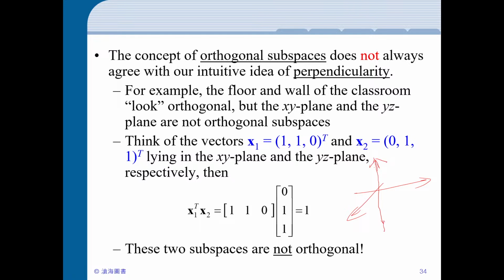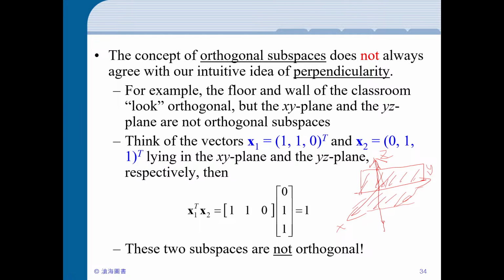Okay. And anyway, so we are saying this xy plane, so xyz. So this xy plane here, right? This xy plane and yz plane. These two planes look perpendicular to each other, but they are not orthogonal, because you can find a vector that's both in the xy plane and the yz plane.